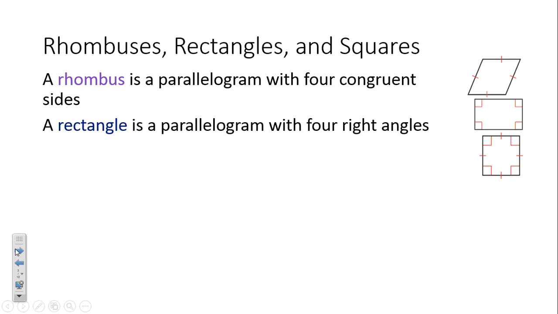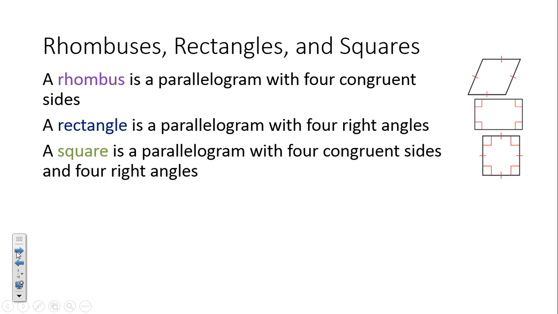This next one has right angles and it has ticks. So what kind of a figure is it? A square. A square is a regular quadrilateral. So this is the square, a parallelogram with 4 congruent sides and 4 right angles. A square is a specialized rectangle. It's also a specialized rhombus. It's a blend between the two.